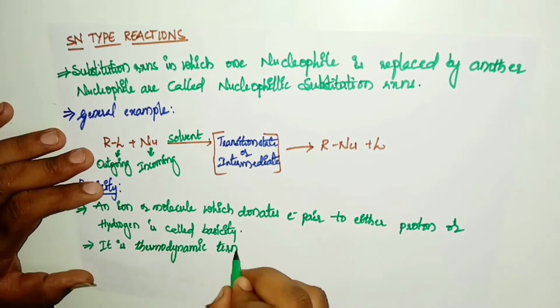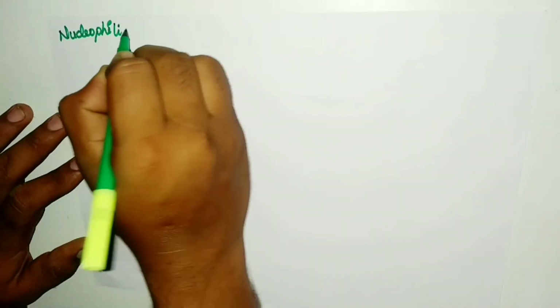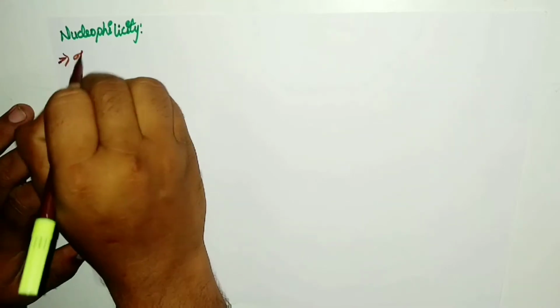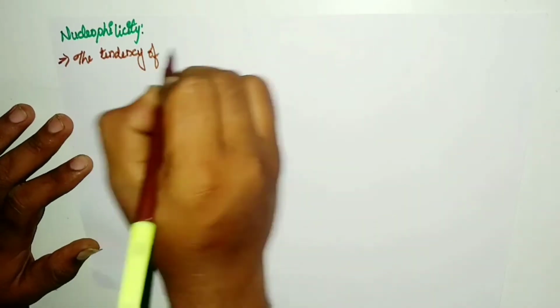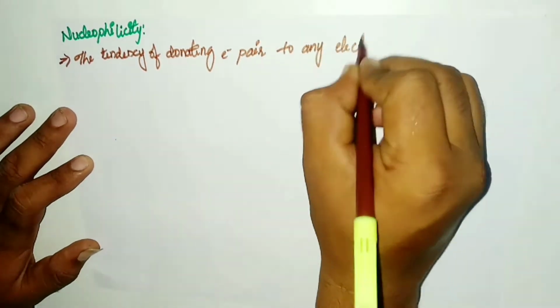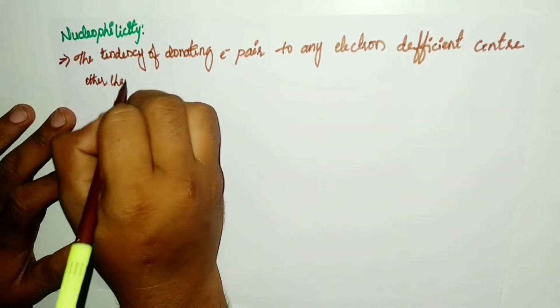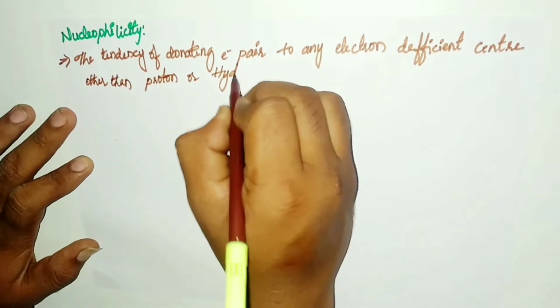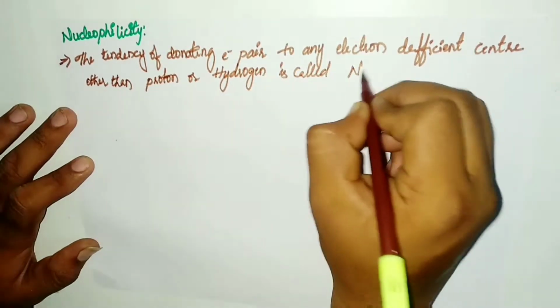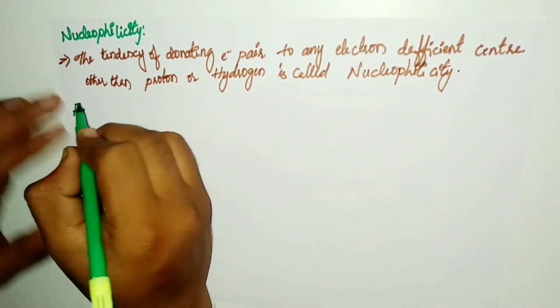Then another definition we have to learn about is nucleophilicity. So here, what is nucleophilicity? The tendency of donating an electron pair to any electron deficient center other than proton and hydrogen. Here we have to be very clear about "other than proton and hydrogen": that is called nucleophilicity, and nucleophilicity is a kinetic term.